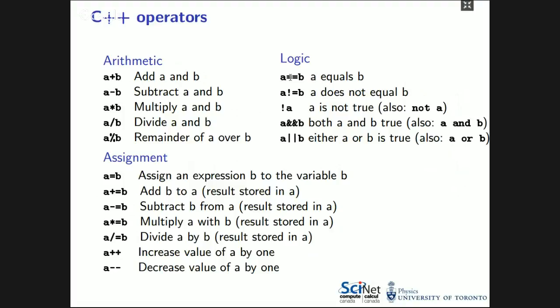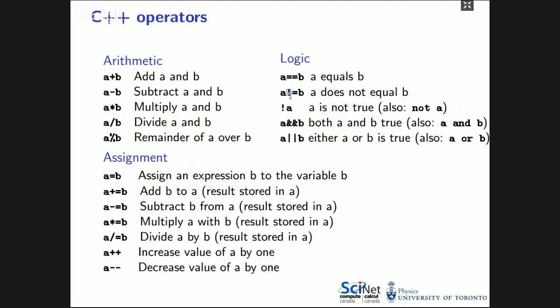There's logic, so things are equal. You can say A equals equals B. Be aware of this. This double equal sign is important to test for equality. If you do a single equal sign, it means that you're equating B to A, so A gets the value of B, which is not what you want if you want to test if they're equal, because you've just made them equal, which has side effects.